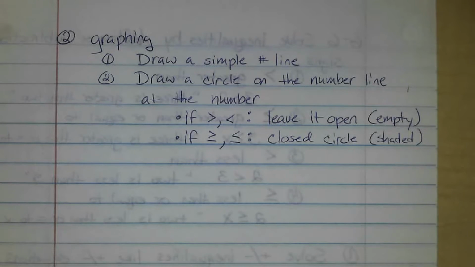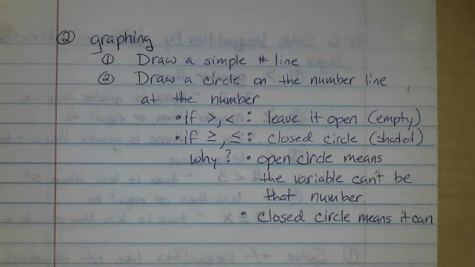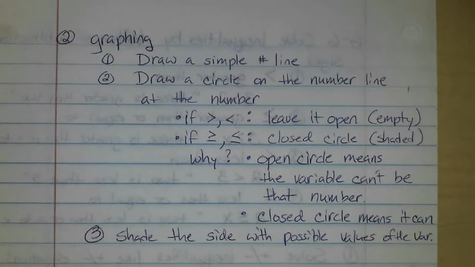Now, before I go into step 3, I want to explain why you actually do this. So when you have an open circle, that means the variable cannot be that number. That's why it's open. A closed circle means the variable can be that number. Now let's go on to step 3. You're going to shade the side, either left or right, on the number line with possible values of the variable. Let's take a look at the examples, and I think this will make a lot more sense to you.